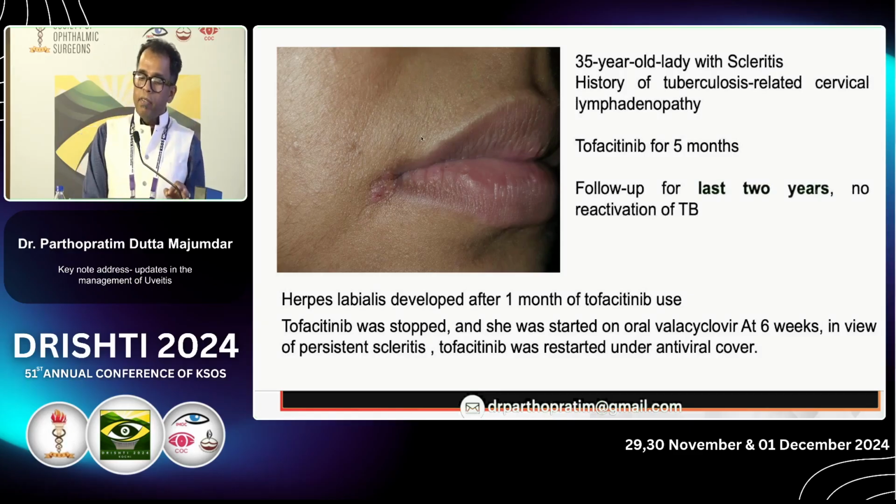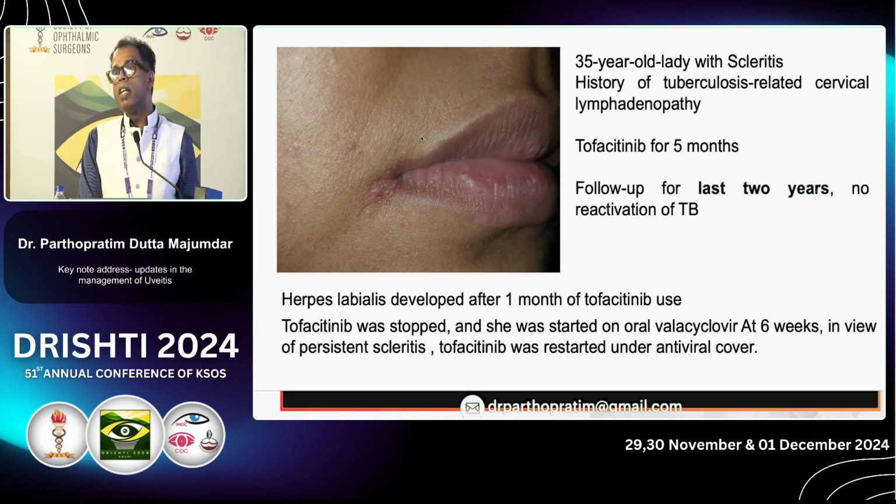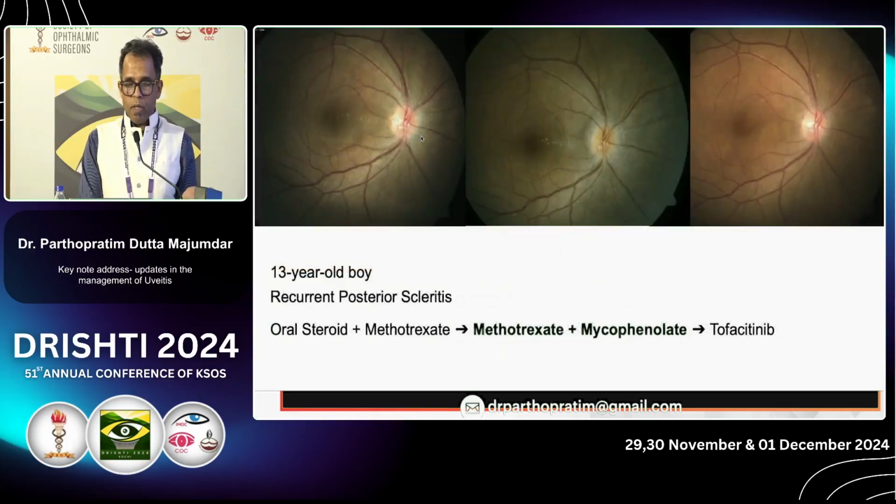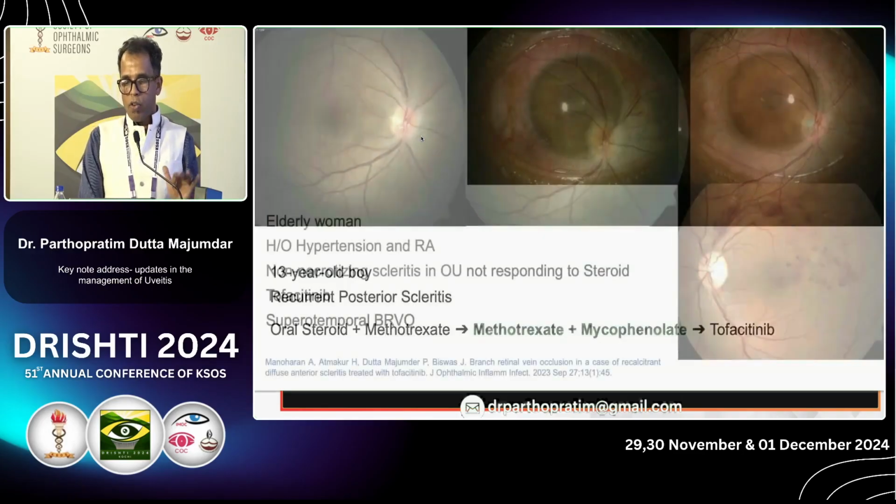On another side, there was a history of tuberculosis-related cervical lymphadenopathy, and we could treat them without any reactivation of the TB. And this is another child who was not responding to methotrexate and mycophenolate, but finally responded to tofacitinib.